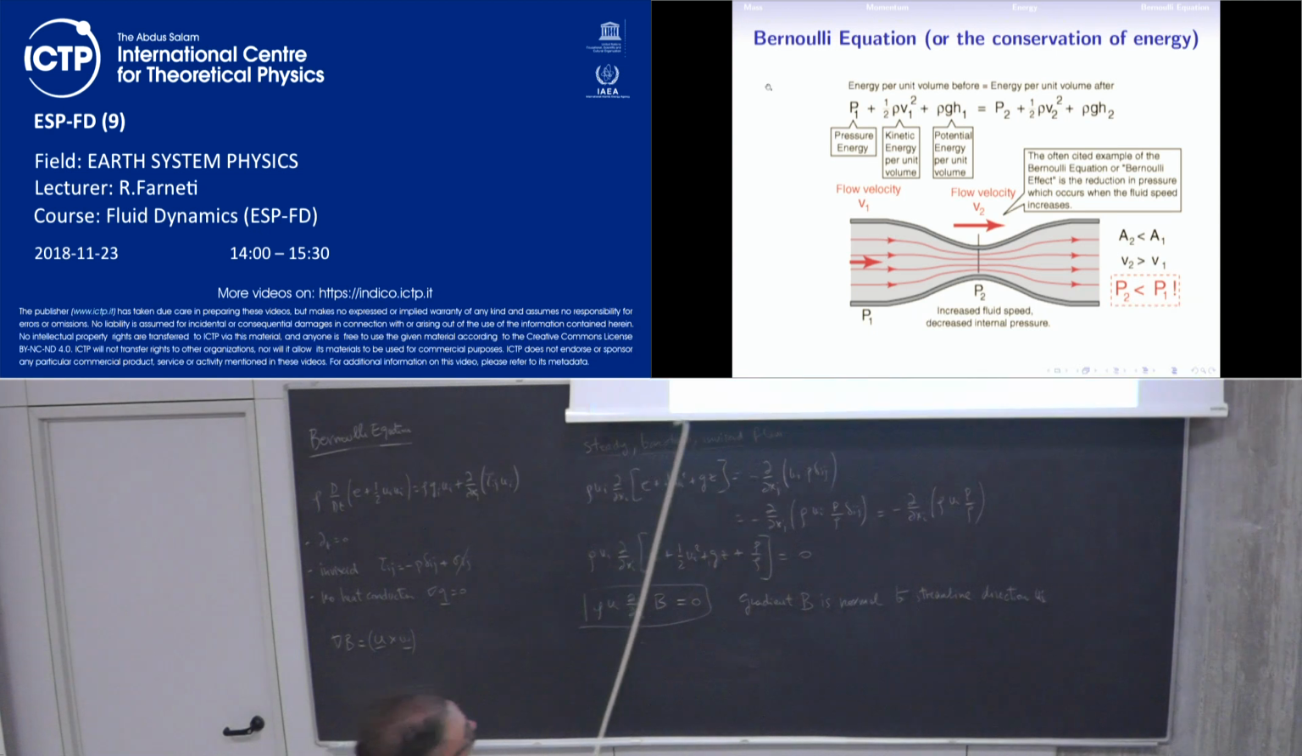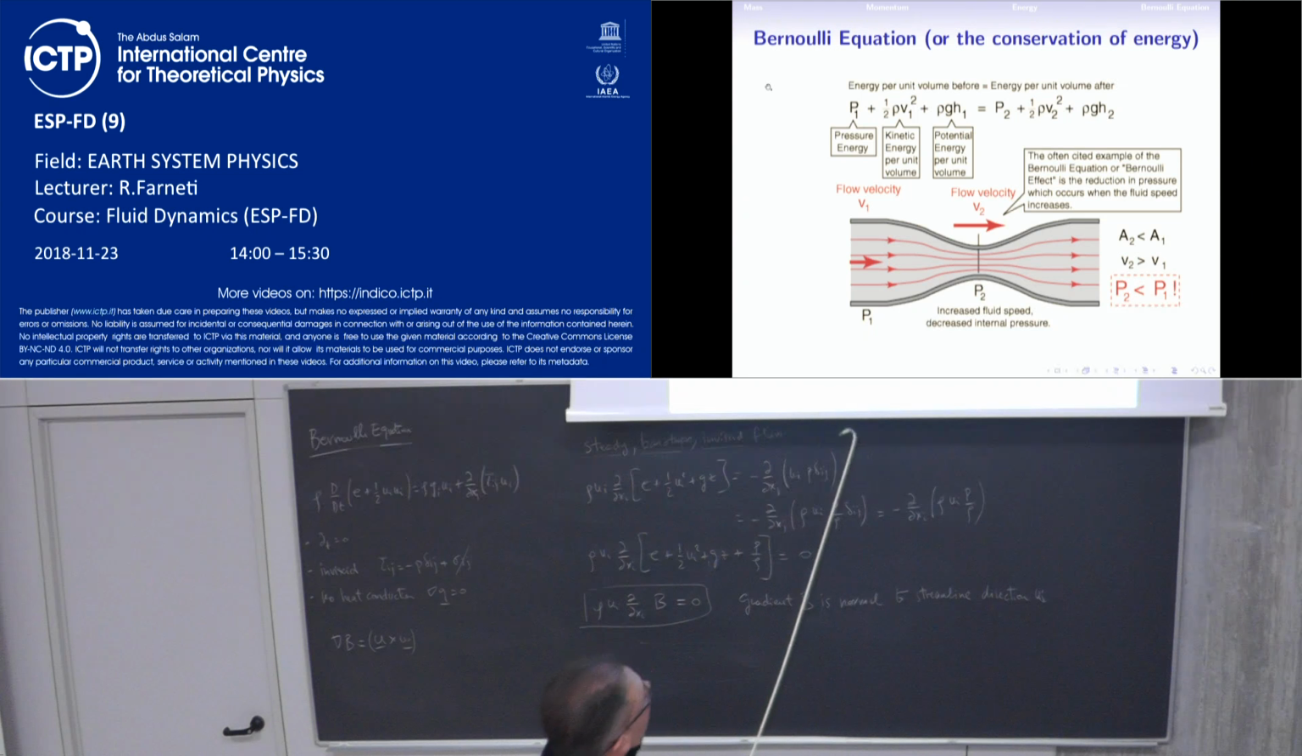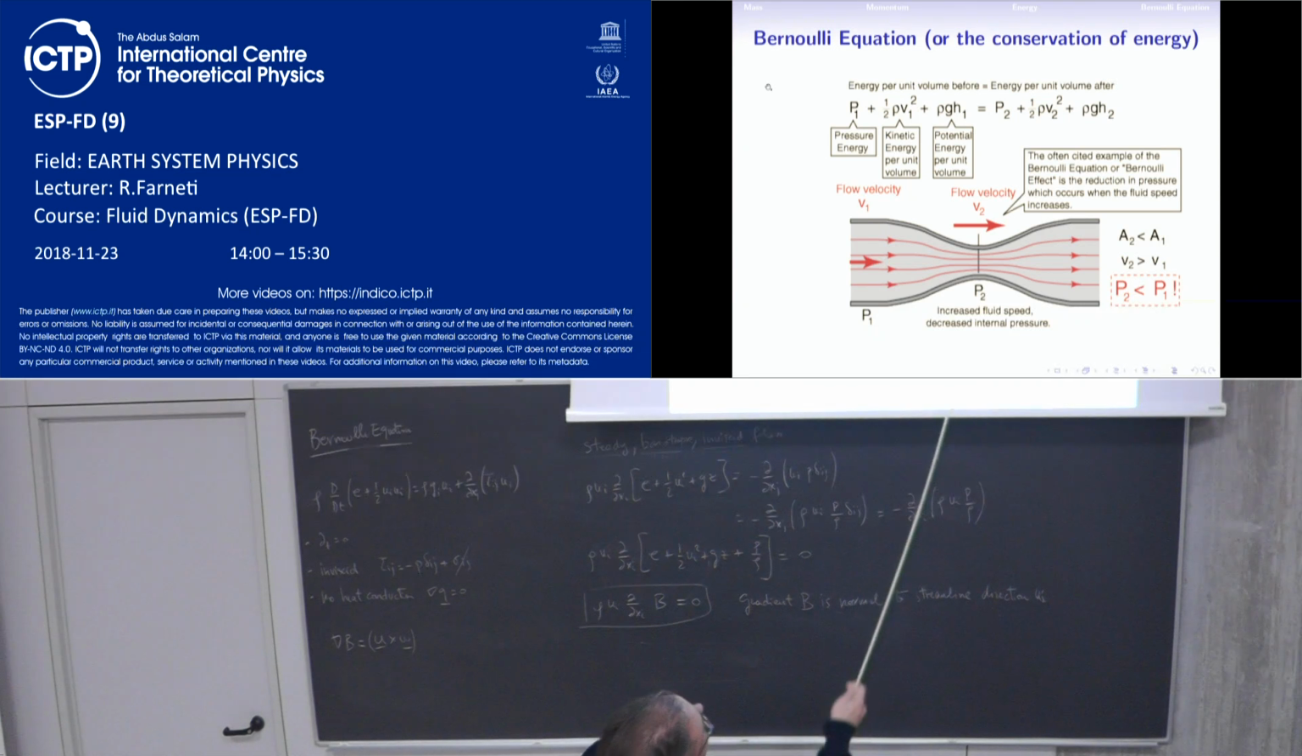So if you actually want to reduce the pressure in a pipe, what you have to do is shrink the pipe, which is a bit counterintuitive. But you're going to make the flow go faster, and because of the Bernoulli principle, that will decrease the pressure energy on the flow. This is called the Bernoulli effect: the reduction in pressure that occurs when the fluid speed increases. Just because if one goes up, the other one has to go down. Simple example.